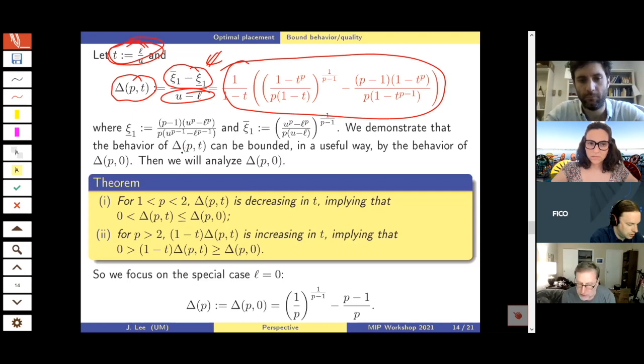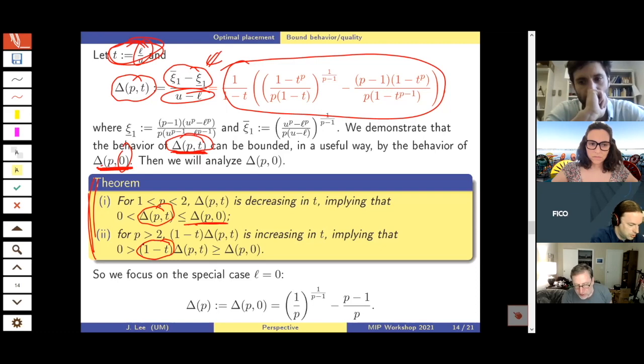The first thing is that we could show that this delta P of T can be bounded in a useful way by delta P of 0. P0 is L equals 0, right? Because T is L over U. So the thing is, if we can completely analyze the case of L equals 0, lower bound equals 0, it turns out that will tell us quite a bit about how this behaves in general. And that's because of this result here, that delta P of T is worst case delta P of 0 as an upper bound. We would like the similar thing on the lower bound side, but it's not really true.